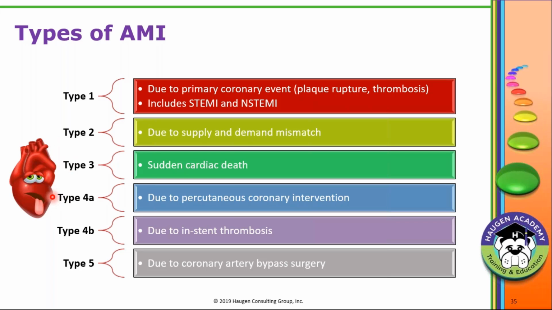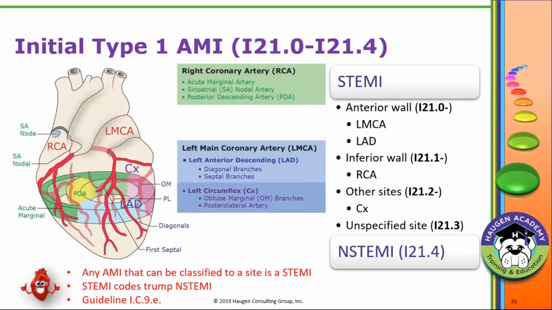Type 4 MIs are due to some type of percutaneous coronary intervention. So 4A is due to percutaneous coronary intervention, or PCI, and 4B is due to an in-stent thrombosis. And then type 5 is due to a coronary artery bypass surgery. So we're really hoping we're never coding type 4s and 5s, and you probably won't see type 3 very often, but type 1 and type 2 you're going to see pretty frequently. So let's talk type 1.